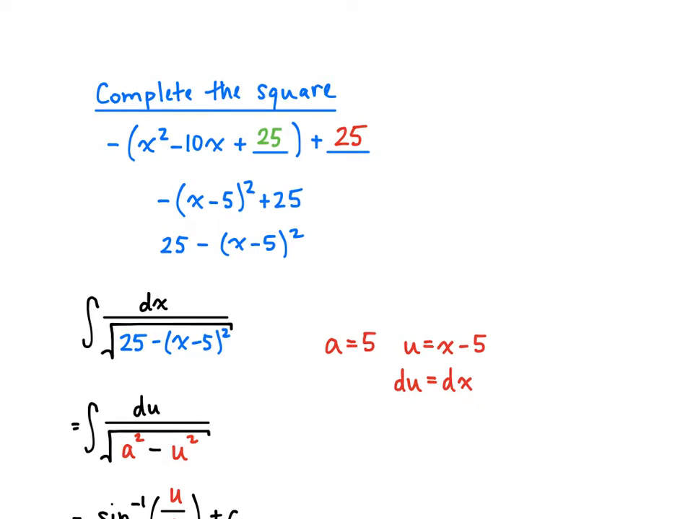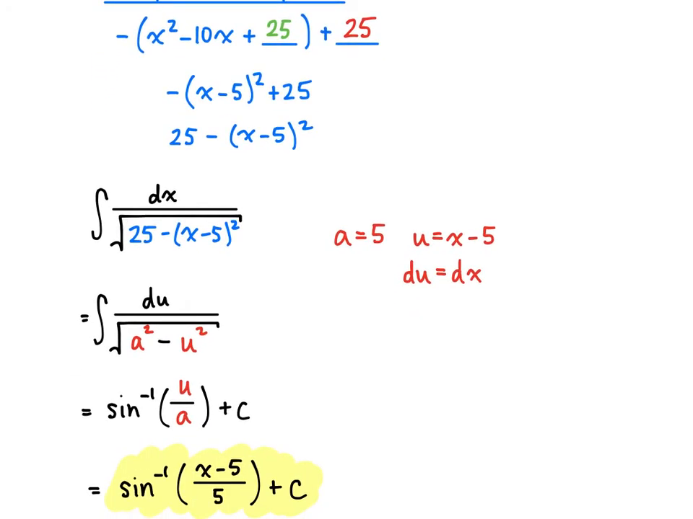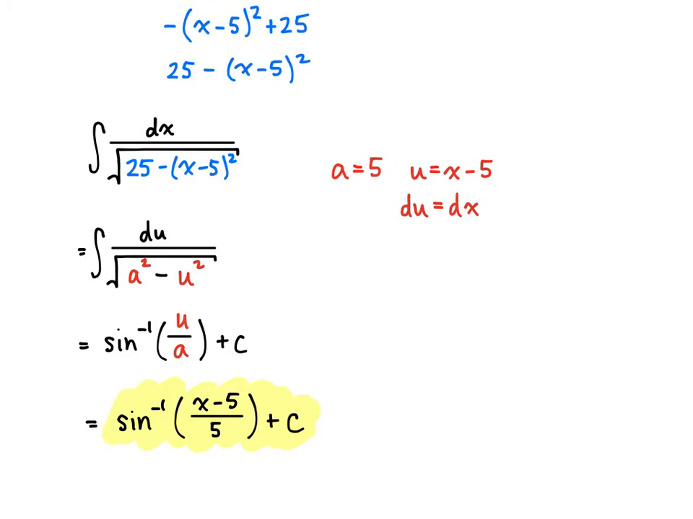So when we go through, we know that we're just left with 1 over the square root of a squared minus u squared. Well, that's the arc sine or inverse sine of u over a. Don't forget your plus c. And then substituting back, we get that final answer.